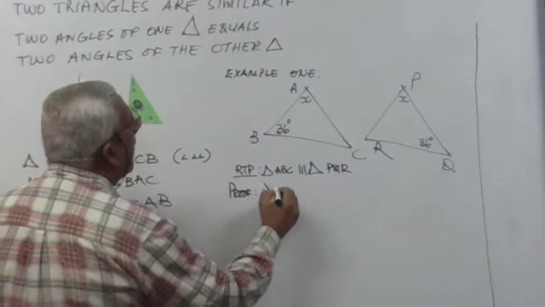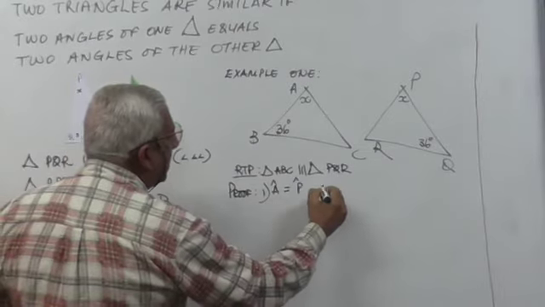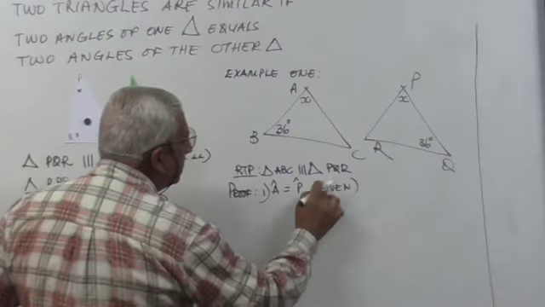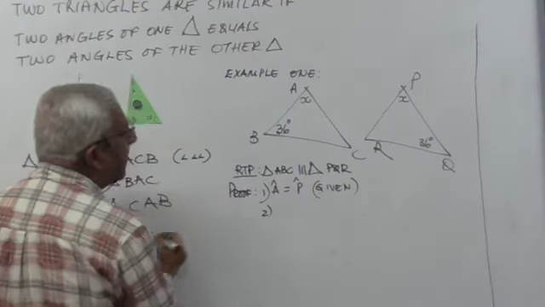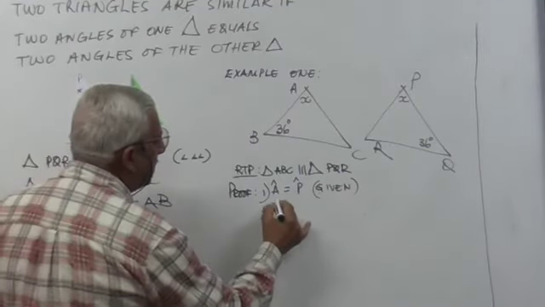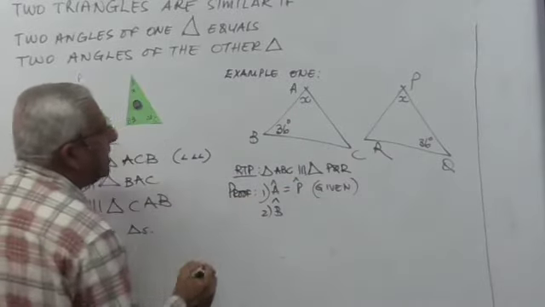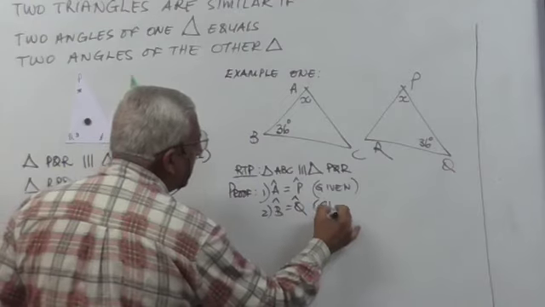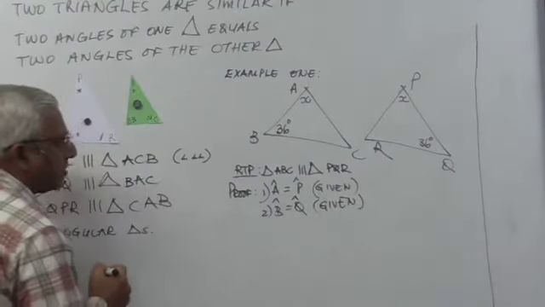Proof. 1. Angle A is equal to angle P. The reason is it is given. Number 2. Angle B. Remember, we're looking at this triangle and then we're looking at that triangle. Angle B is equal to angle Q. Reason, it was also given. It will not always be given. Sometimes you'll have to find out for yourself.